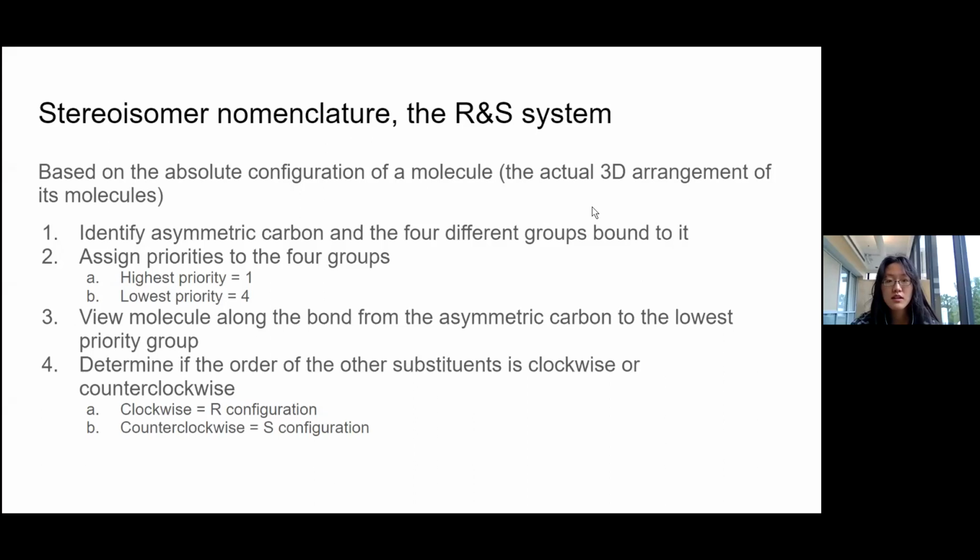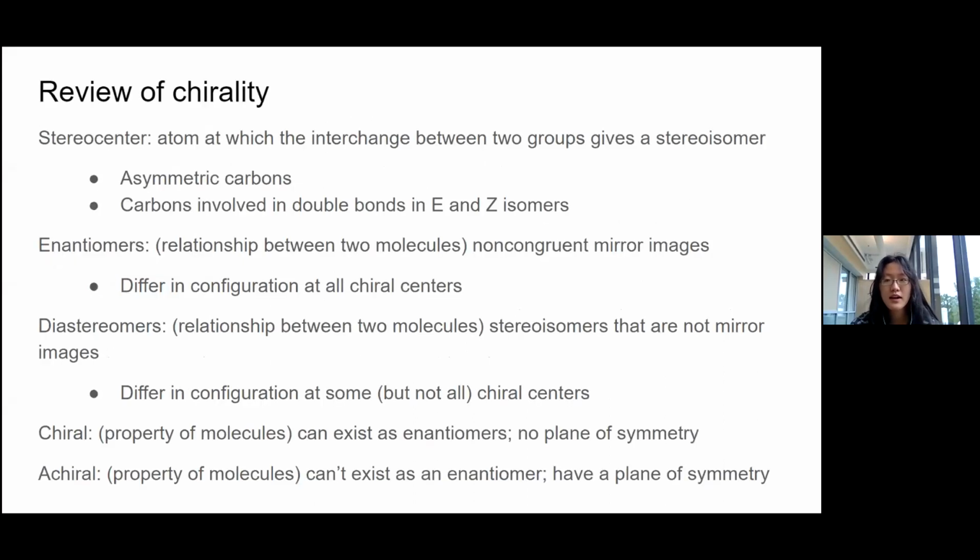Okay, so I'm going to talk more about the stereochemistry of alkanes. Not this slide actually. Before I do that, I am going to do a quick review of some of the terms that we keep talking about, because that's going to be very important for my part of this lecture.